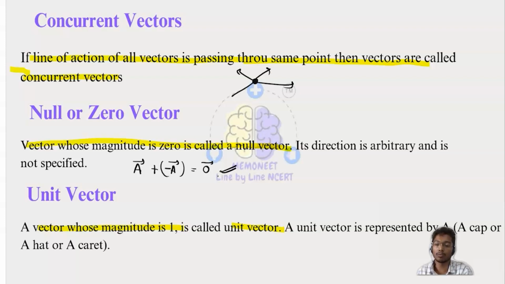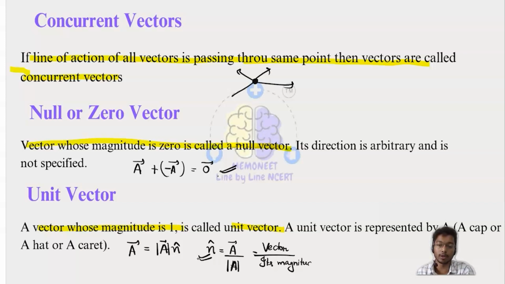So how do we represent the vector? Let's say we have a vector a equals magnitude into its direction, that is n cap. n cap is its direction. So n cap is the unit vector here, that is, n cap is equal to a vector upon its magnitude. The unit vector is n cap and we represent it as the vector upon the magnitude of the same vector. So this is how we can represent the unit vector.